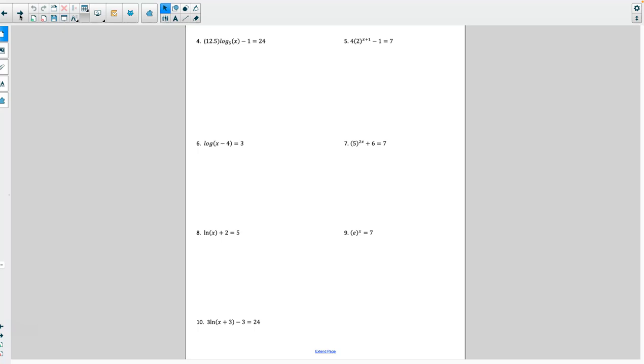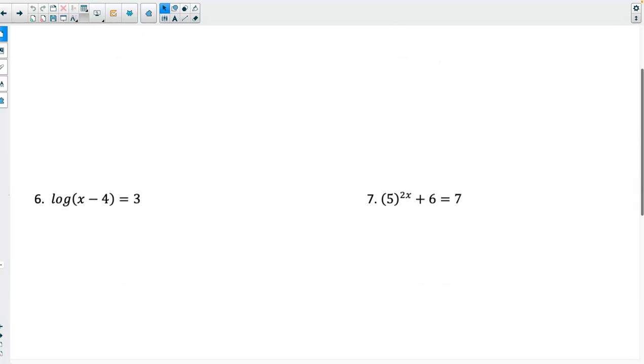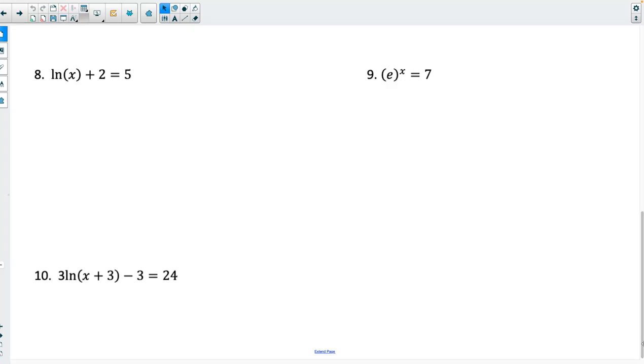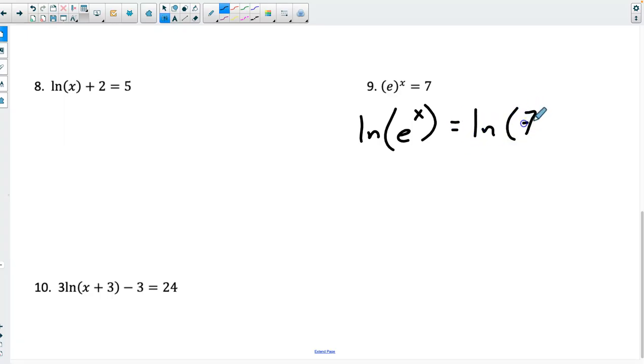And so what is my base in that problem? Anybody? What's the base for number 9? Yeah, our base is base e. And so if you have base e, we don't just use any log. We use ln. So I'm going to take the ln of both sides. So I will have ln of e to the x is equal to ln of 7.